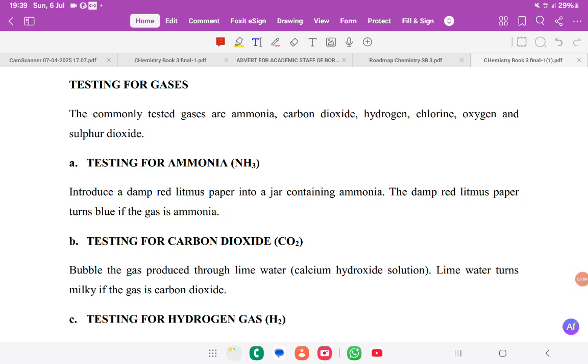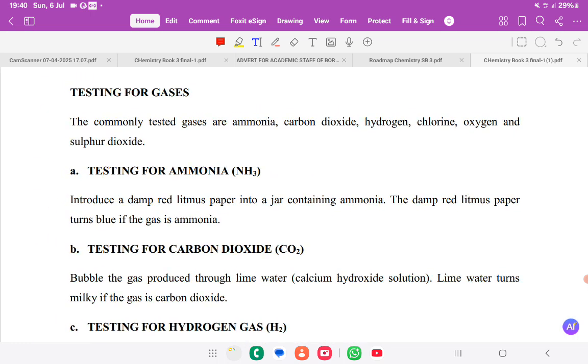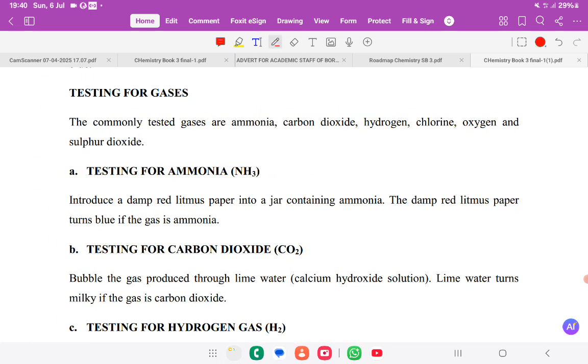Hello learners, welcome back. We continue looking at experimental techniques, which is a topic in the MSCE chemistry. Alright, so today in this lesson we are going to look at testing for gases. Previously we looked at testing for ions, both cations and the anions.